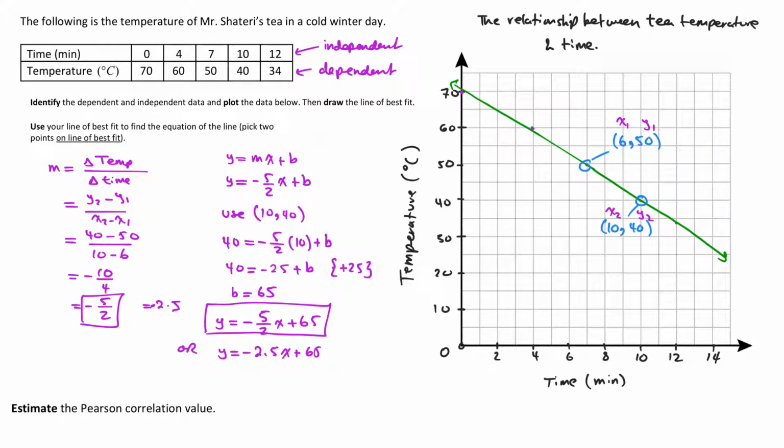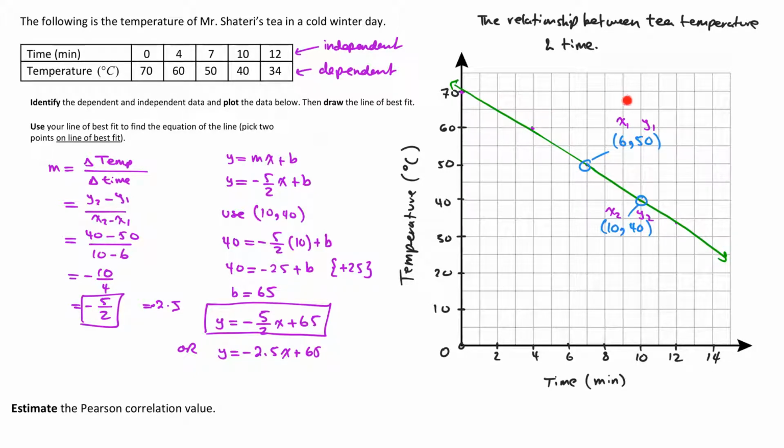So now the next question asks us to estimate the Pearson correlation value. If you remember correctly, the Pearson correlation value is a value between negative 1 and 1, and it represents how close your points are to your line of best fit. In general, if your points are very close to your line of best fit, the value will be closer to either 1 or negative 1.